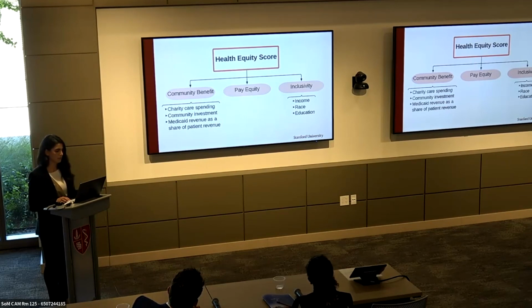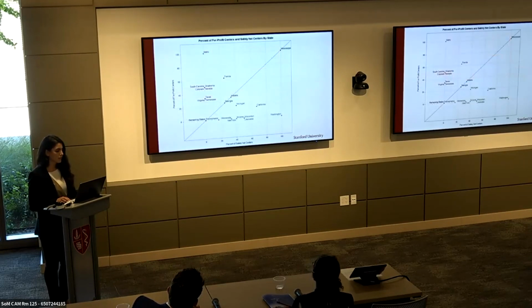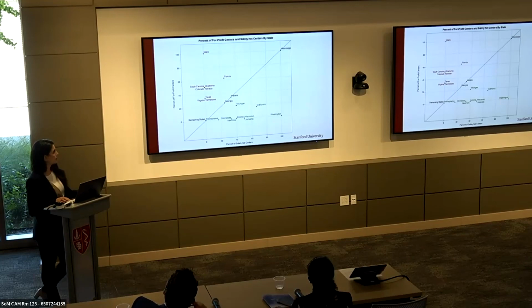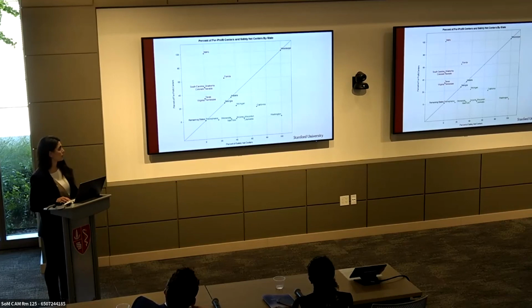This figure shows the percent of for-profit centers on the vertical axis and the percent of safety net centers on the horizontal axis. Those in green have a higher proportion of safety net centers, those in red have a higher proportion of for-profit centers, and in black an equal proportion. For example, Washington has 100% safety net centers, Idaho has 100% for-profit centers, and Mississippi has an equal proportion of for-profit and safety net centers.